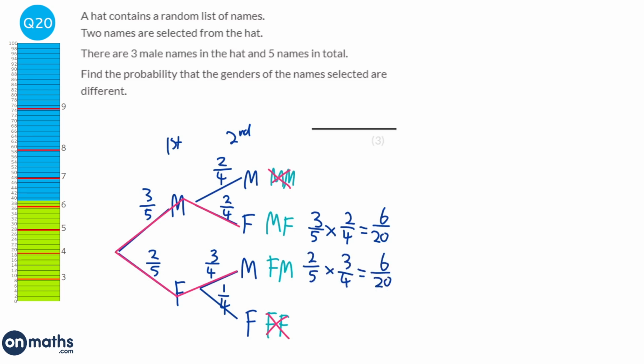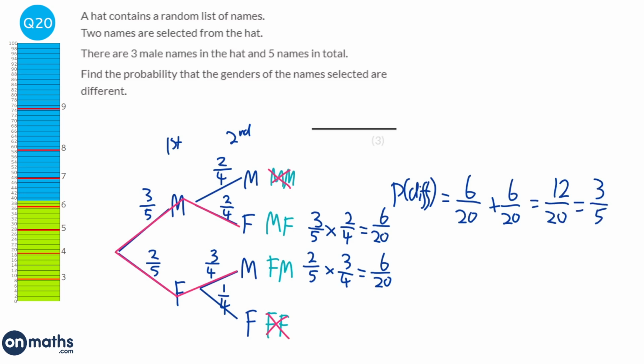Now we're looking to see whether it was male and female or female and male. And the word or in probability means add. So it'd be 6 over 20 plus 6 over 20. And this is the probability of different, which will be 12 over 20. Now 12 over 20 will cancel to 3 over 5, or 3/5.